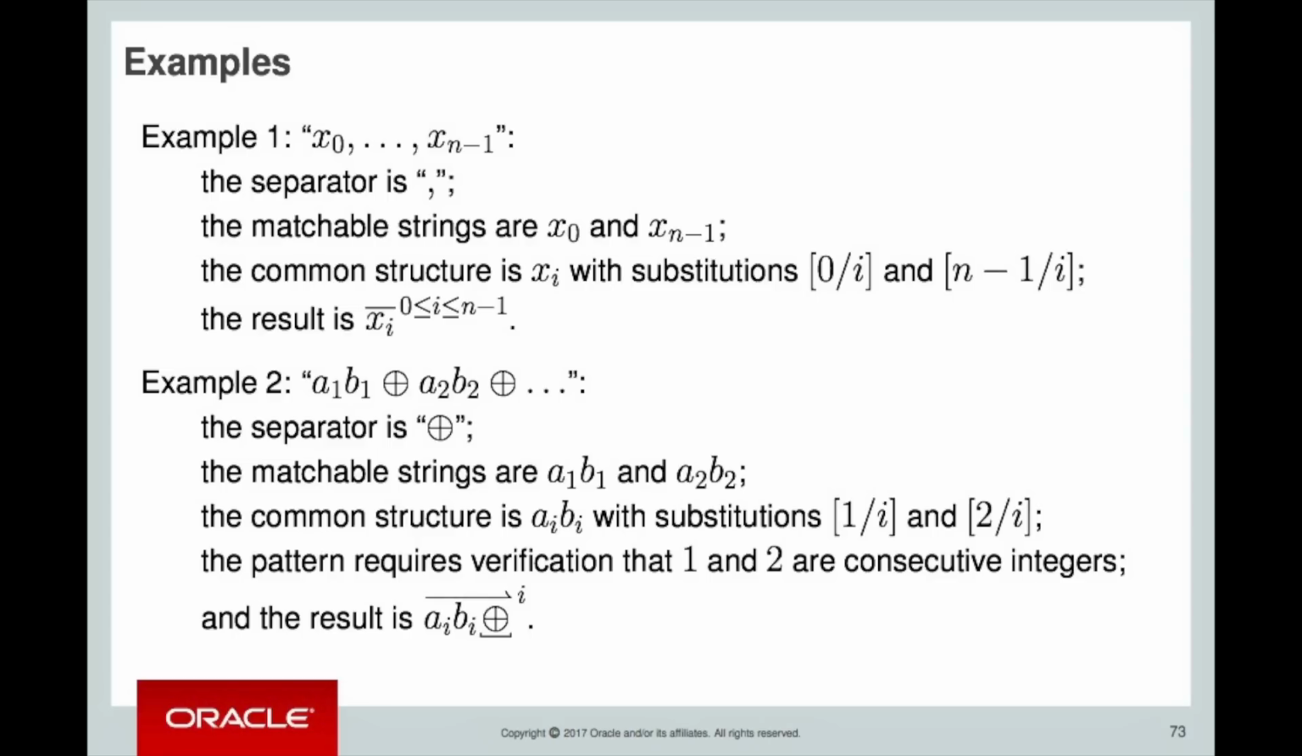And example 2 shows a different form, a1, b1, o plus, a2, b2, o plus, dot, dot, dot. The separator is o plus. The matchable strings are a1, b1, and a2, b2. You find the common structure ai, bi with the relevant substitutions. This particular pattern requires verification that 1 and 2 are consecutive integers. And then you can construct an appropriate overline notation.